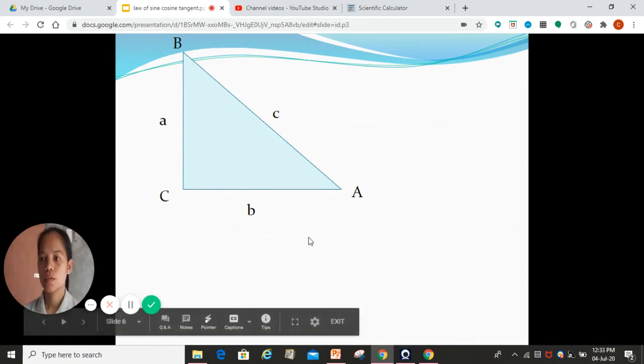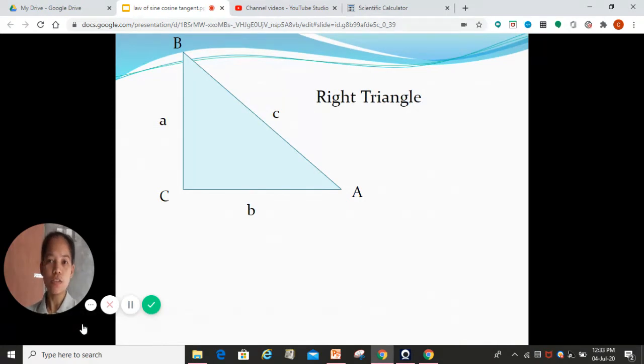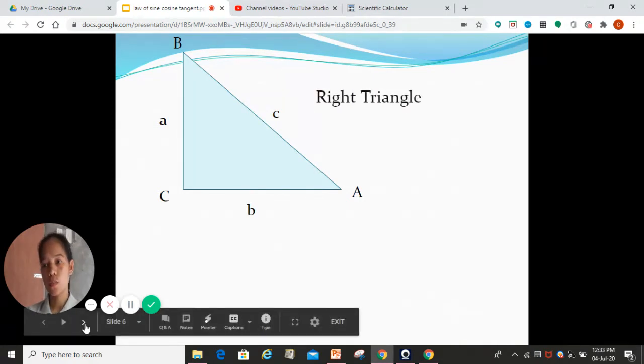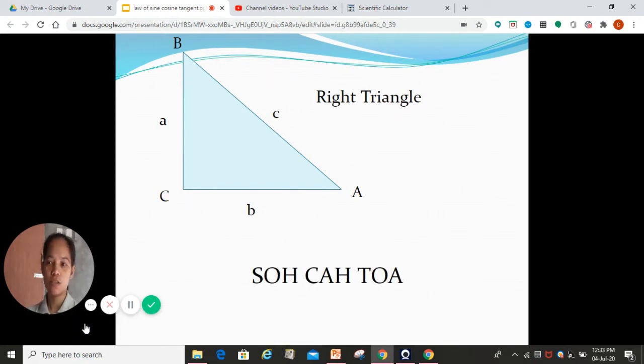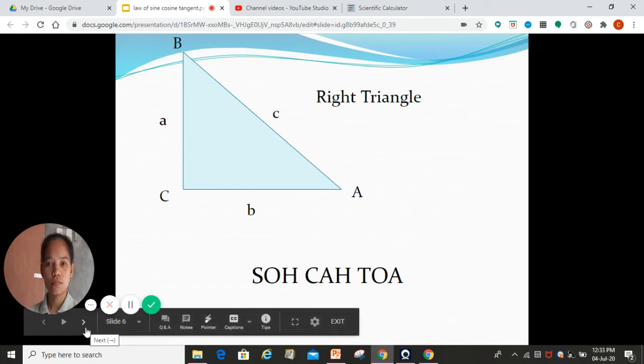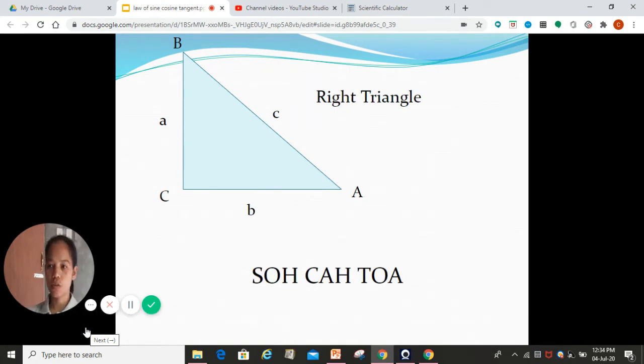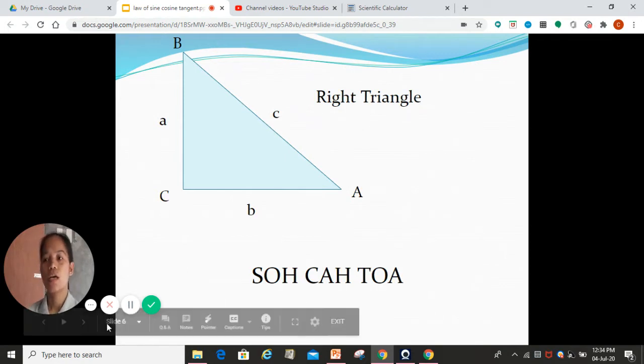Now this is a right triangle. And for a right triangle, we can solve for the parts of this using what we call the SOHCAHTOA. This is what you learn in your plane and solid trigonometry. It also appears in geometry as well. So the SOHCAHTOA: sine equals opposite over hypotenuse, cosine equals adjacent over hypotenuse, tangent equals opposite over adjacent.